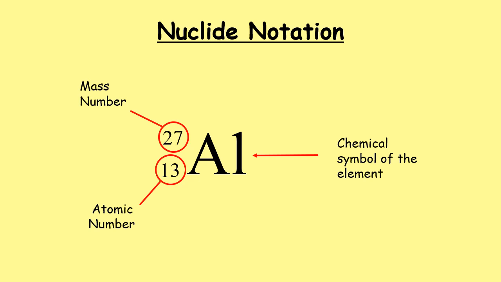Now, every atom can be written in what is called nuclide notation. In nuclide notation, we have the symbol for the element, which we can find from the periodic table, and then it will also have two numbers written on it. The smaller of the numbers is always the atomic number, and it is usually written at the bottom of the symbol on the left-hand side. The larger of the two numbers is the mass number. Mass number is usually written at the top left-hand side. However, you will sometimes see the atomic number and the mass number switched around. You just need to remember the mass number is always the bigger number.